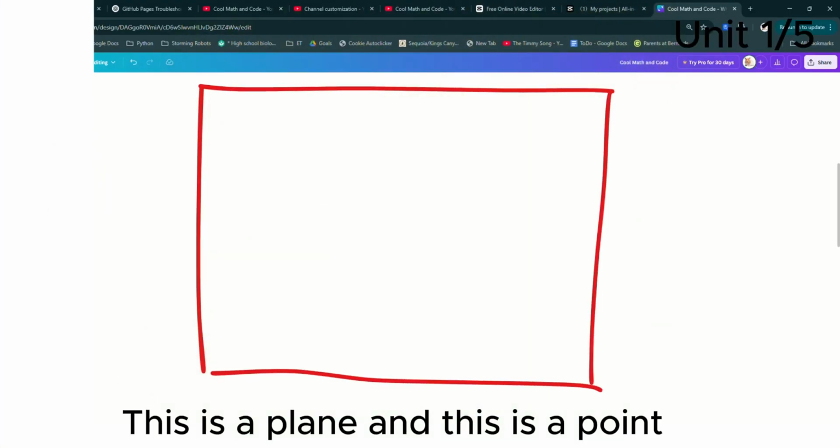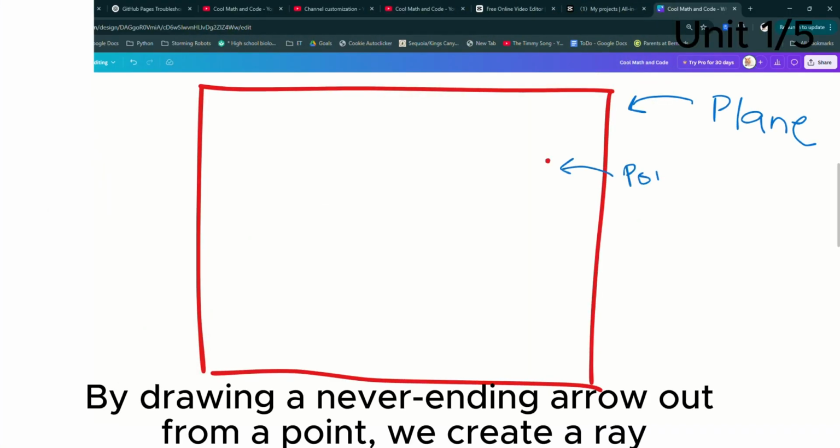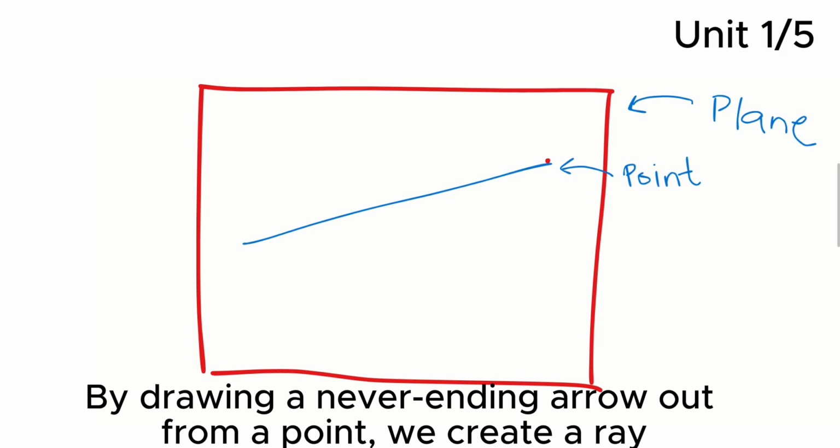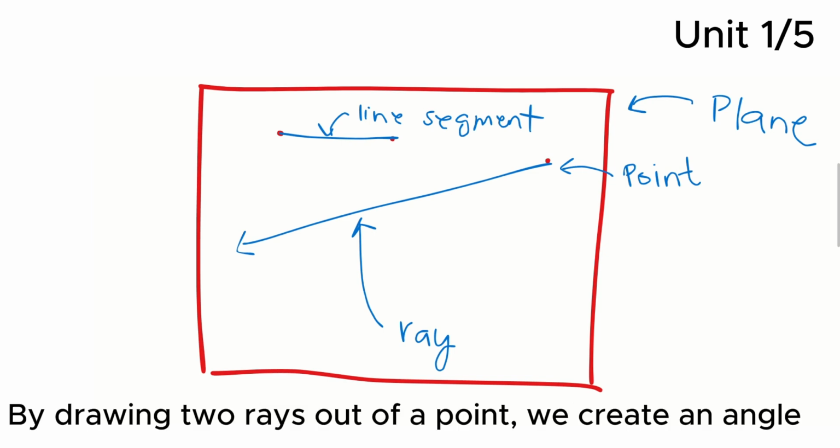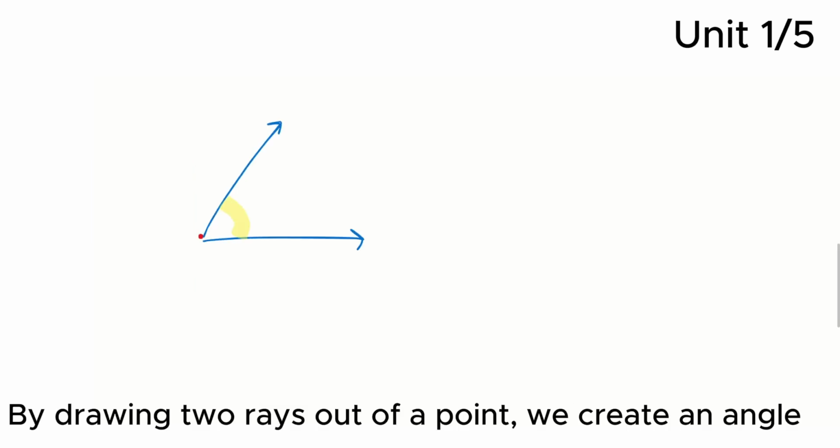This is a plane and this is a point. By drawing a never-ending arrow out from a point, we create a ray. A line segment is created by connecting 2 points. By drawing 2 rays out of a point, we create an angle.